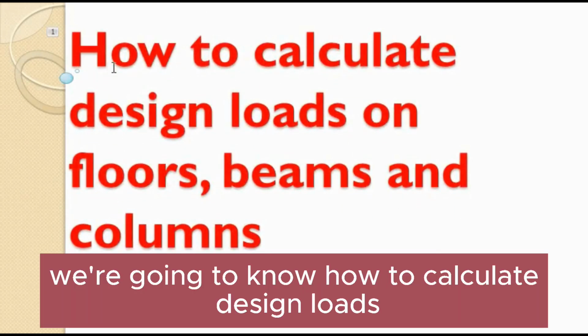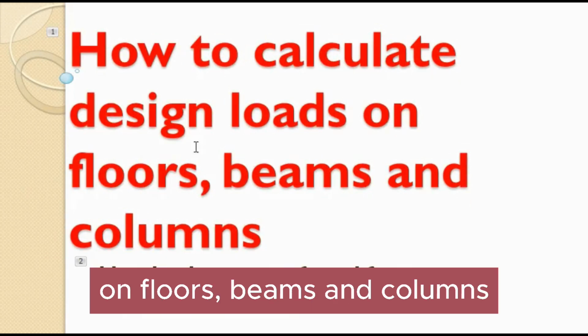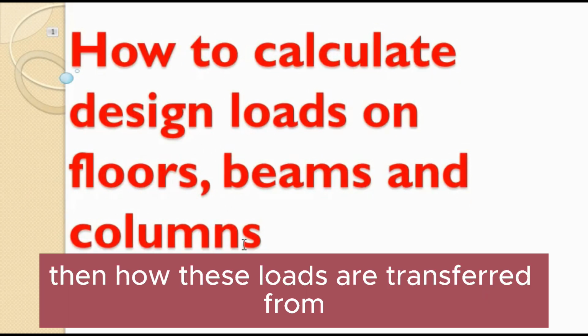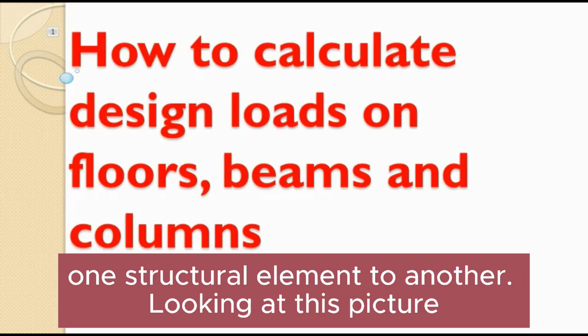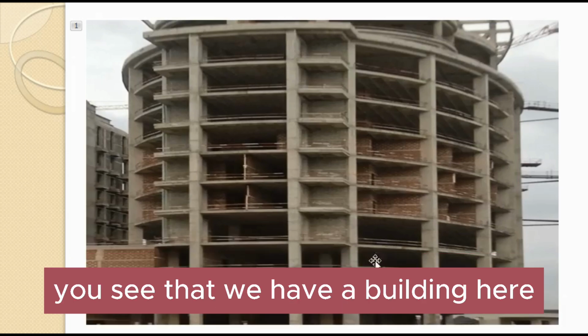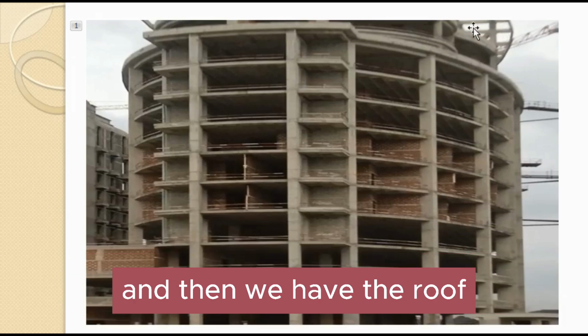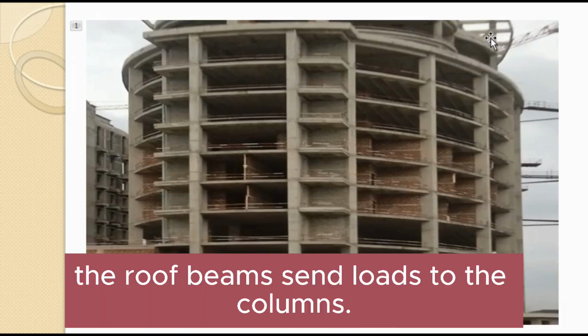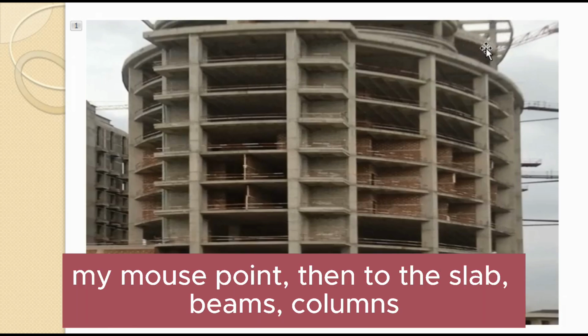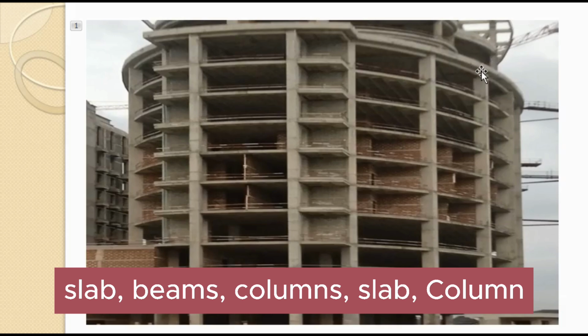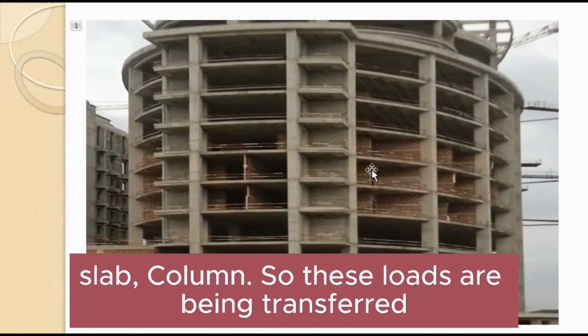In this channel, we're going to know how to calculate design loads on floors, beams, and columns. Then how these loads are transferred from one structural element to another. Looking at this picture, you'll see that we have a building here, and then we have the roof beams, turning to the columns. Look at the arrow point, my mouse point. Turn to the slab, beams, columns, slab, beams, columns, slab, columns, slab, columns. So these loads are being transferred.